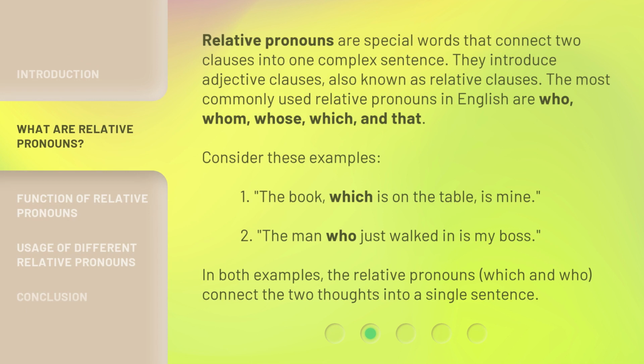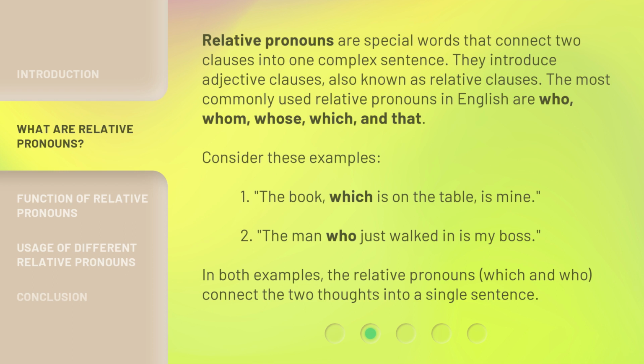Relative pronouns are special words that connect two clauses into one complex sentence. They introduce adjective clauses, also known as relative clauses. The most commonly used relative pronouns in English are who, whom, whose, which, and that.